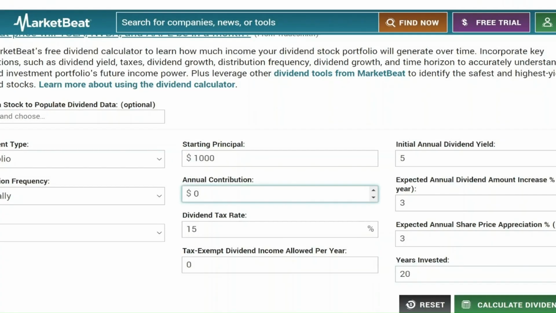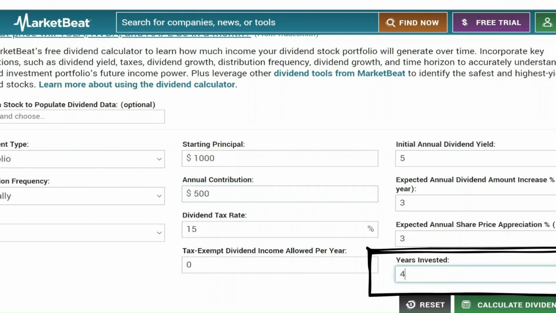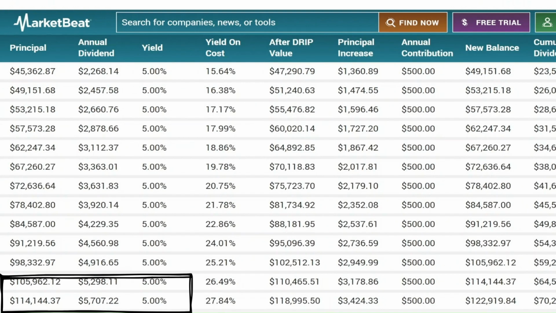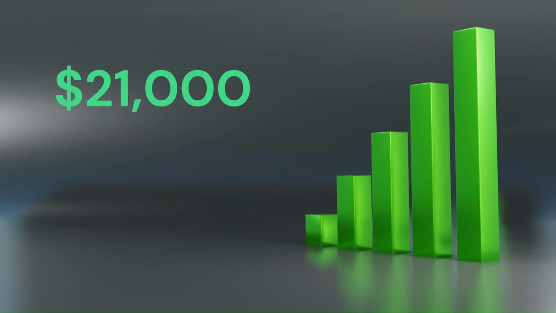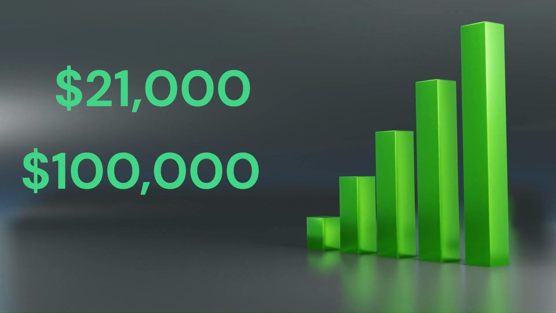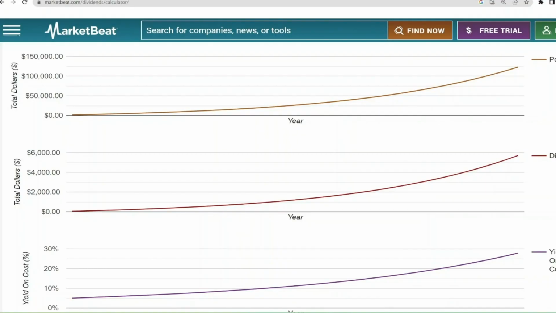Now we can simulate an actual portfolio by having an annual contribution amount as one of the factors. If you put only $500 per year in this account with all the factors the same as the previous example, you will end up with $114,000 and $5,707 a year in annual dividend income. This is when the full effect of compound interest takes effect. By just investing $21,000 over the course of 40 years, you are left with a very large sum of money worth over $100,000. We can even see on the graph how our money exponentially increases.